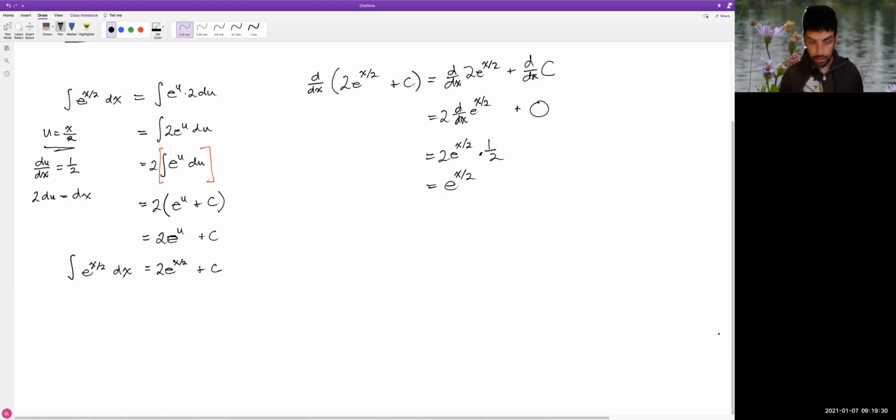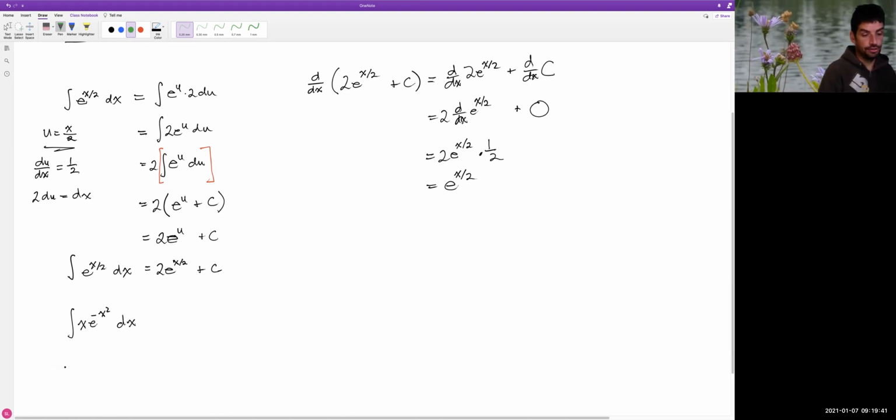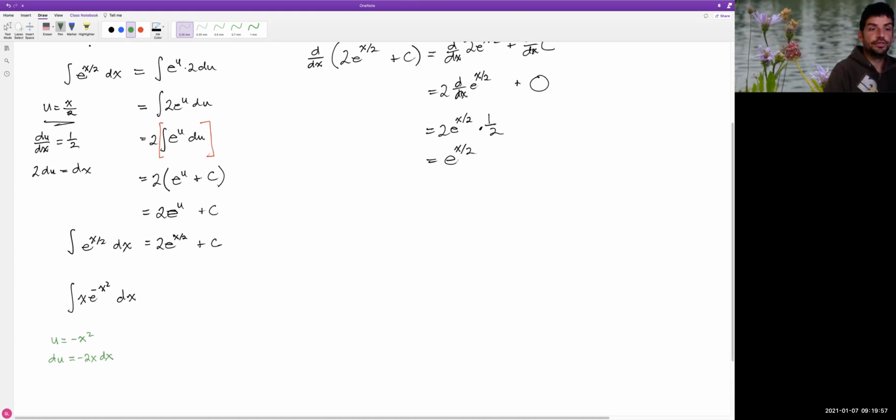Let's do another one with substitution. Here I've got x e to the negative x squared dx. Again, this is going to be a nice one to use substitution with. In this case, I'll try u is equal to negative x squared. We'll get du is equal to negative 2x dx. All right, maybe I'll do my substitution a little differently here. There are different ways to write out substitution.